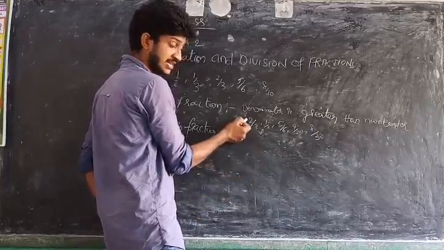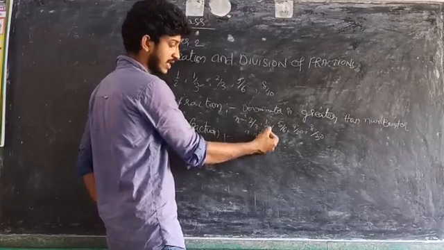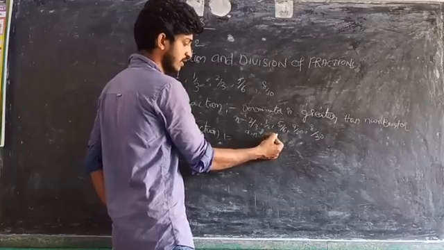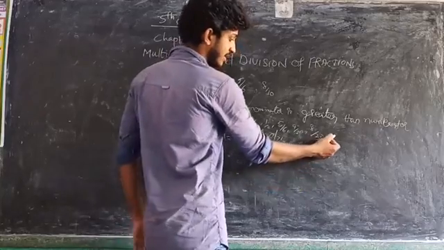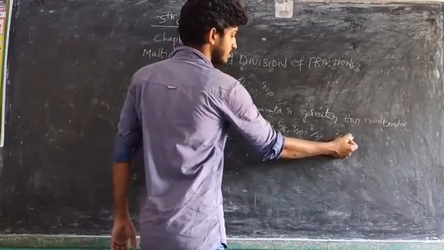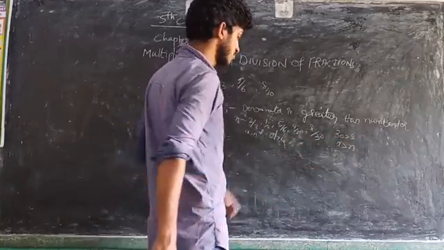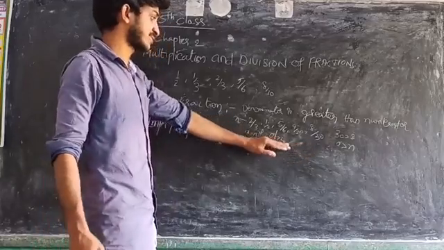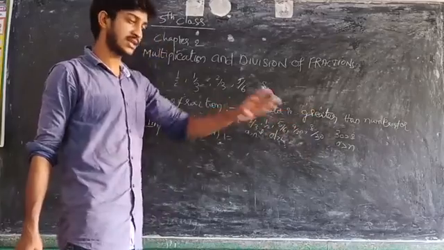So here 3 is greater than 2, means denominator greater than numerator. Here 2 is greater than 1, means denominator greater than numerator. And here 30 is greater than 8. So denominator greater than numerator. So these are the proper fractions. Proper fractions means denominator is always greater than numerator.